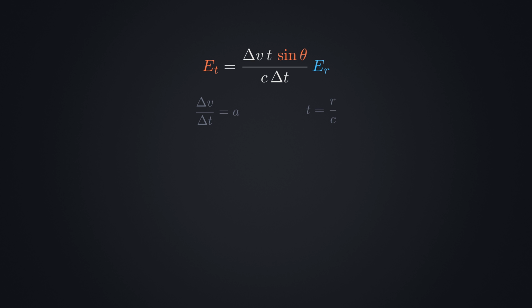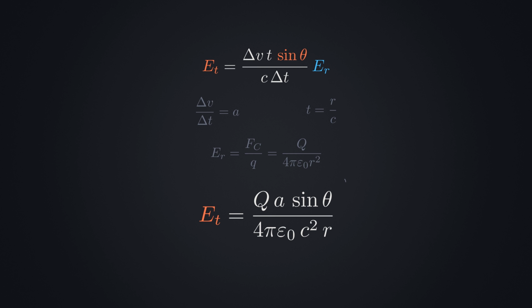Lastly, we can write the electric radial field from rule 1 and the time t it takes for the field to reach some distance r away from the charge. With that, we get the final expression for the transverse field E_T. So far so good. Now we have some things to point out.